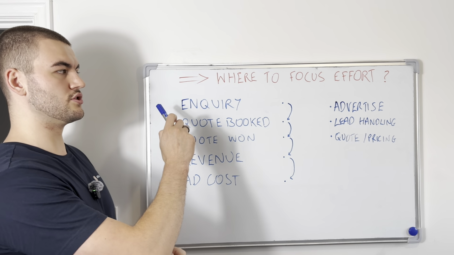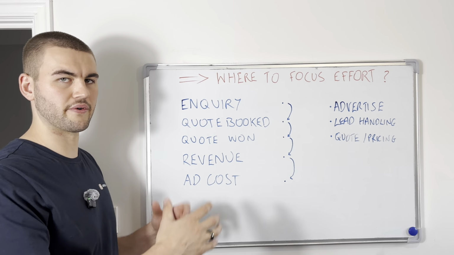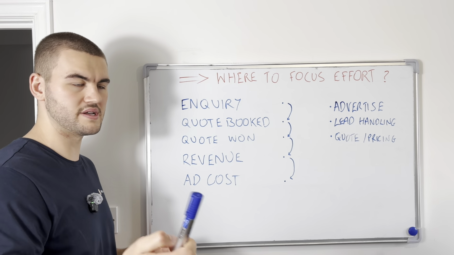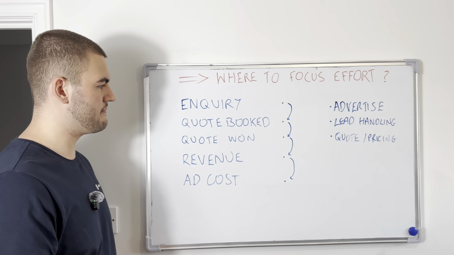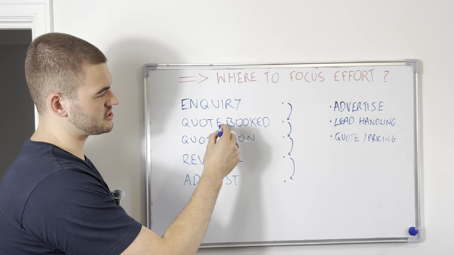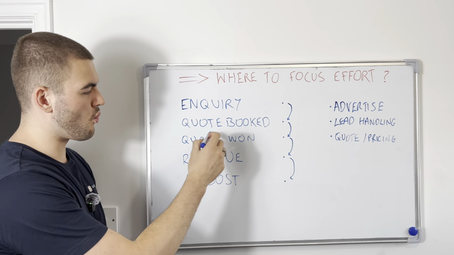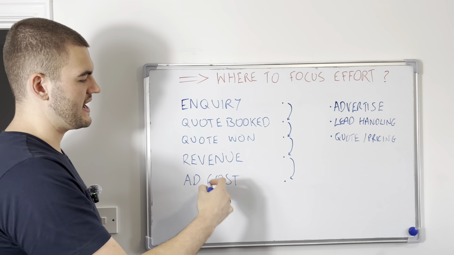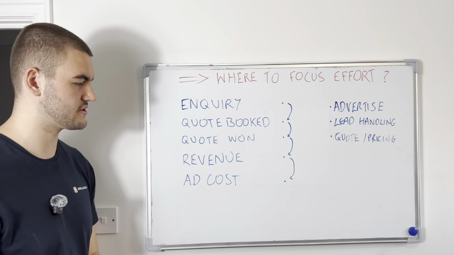So the first thing you want to track is the inquiries that come into the business. How many of them there are from any source, whether advertising, organic from your website, any at all. Then you want to track what percentage become quotes, what percentage of the quotes you win, what is the revenue from that job, and then what's the ad cost from the entire investment from that advertising source.